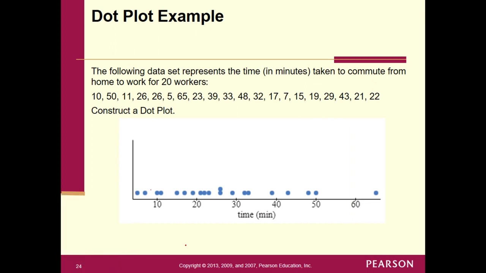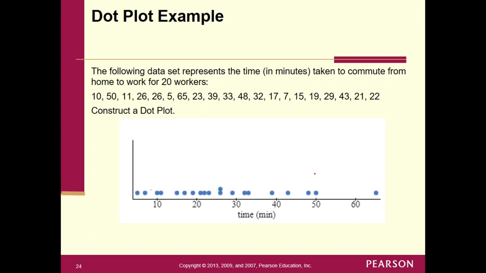There we go. And so notice each number is now represented with a dot. So we have one at 10, one at 50, one at 11. Now notice here 26 is represented twice, so we have two dots at 26. As you get more 26s, we just keep on going up. If you had more 50s, the second 50 would go here, the third 50 here, the fourth 50 here, and so on.